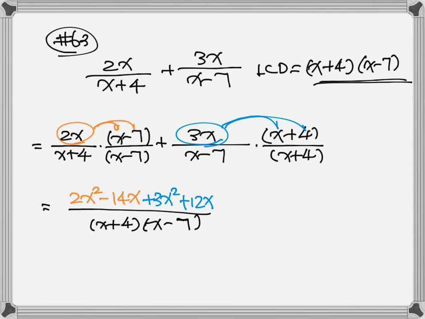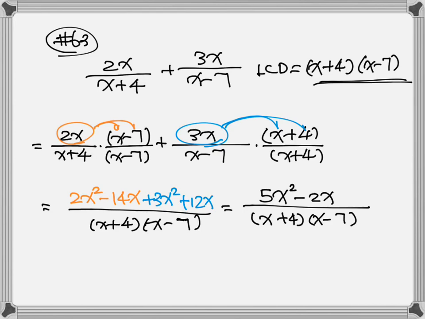Then next, let's look at the numerator. I'm going to combine like terms. So 2x squared plus 3x squared gives me 5x squared. Then negative 14x plus 12x becomes minus 2x. Then the denominator stays the same. Then that is my answer.